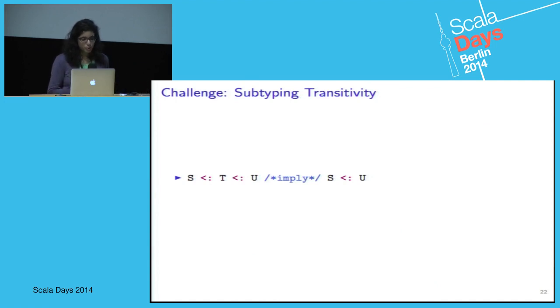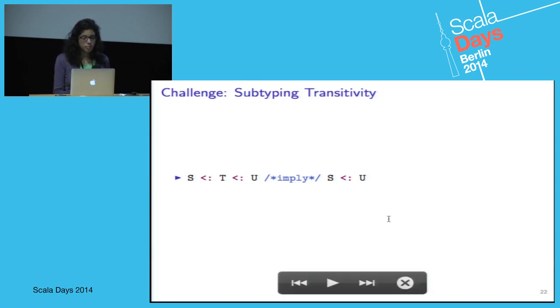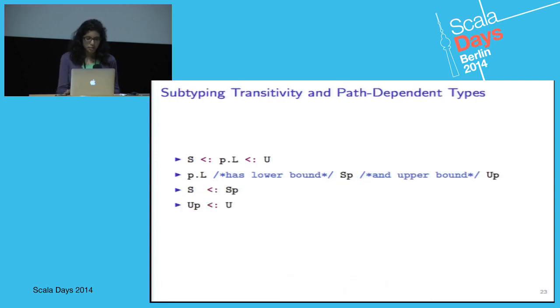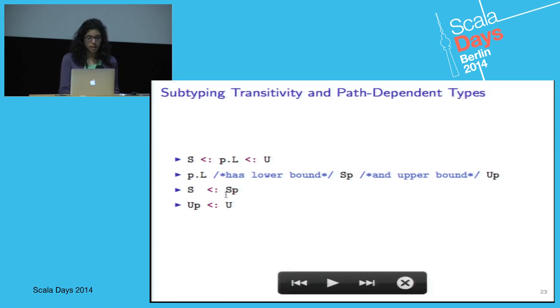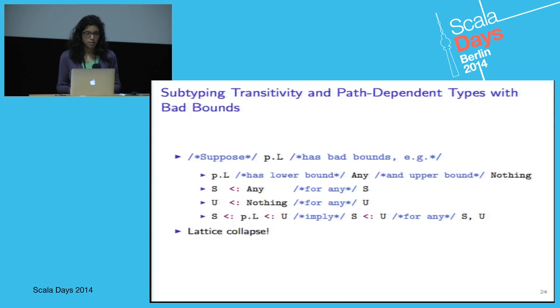And so one more challenge is subtyping transitivity. The idea is that if you have a chain of subtypes, so you say S is a subtype of T, and T is a subtype of type U, then you want this to mean in your system that S is also a subtype of U, and that's a very intuitive property that you would want. But with path-dependent types, that really means that if you have a path-dependent type in the middle, then S, you've compared it with the lower bound of the path-dependent type, and you've compared it with the upper bound of the path-dependent type. So then the question is, what happens if you have a path with bad bounds?